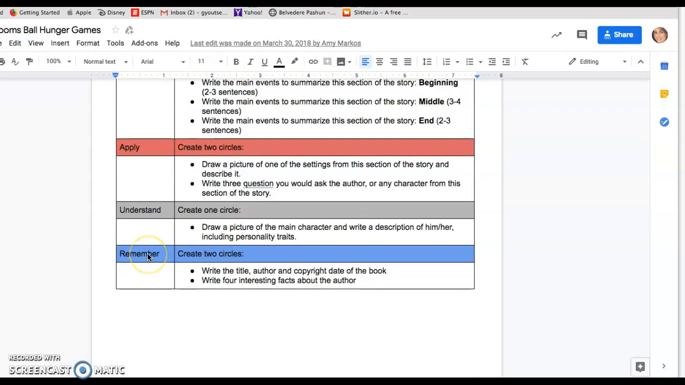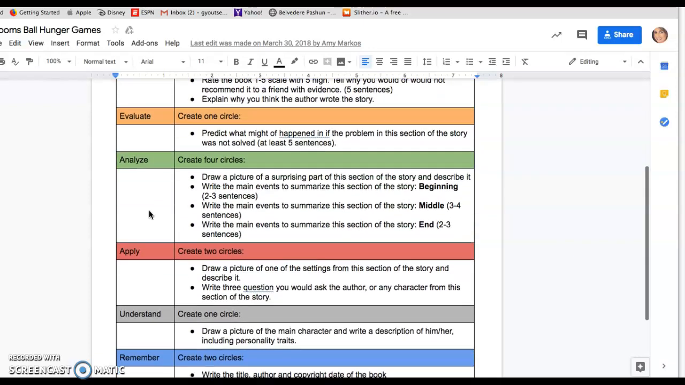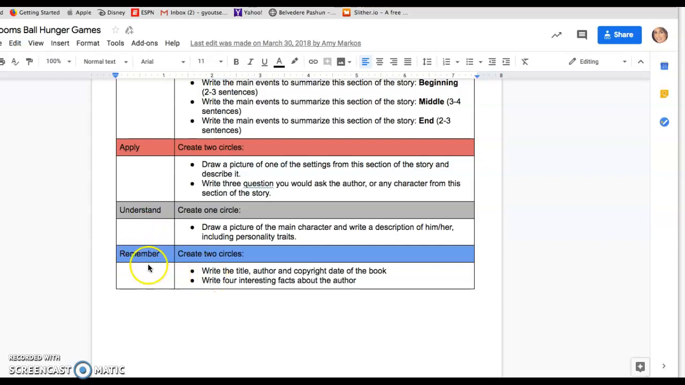So I like to start at remember and work my way up in the order of Bloom's. So my recommendation, start here at remember. You're going to use 2 circles, which is 2 printouts of your template. The first circle requires that you just write the title, author, and copyright date of the book. That's all you have to do. If you want to make it pretty with some color, I recommend you do that just because it makes it pretty, but it is not required.